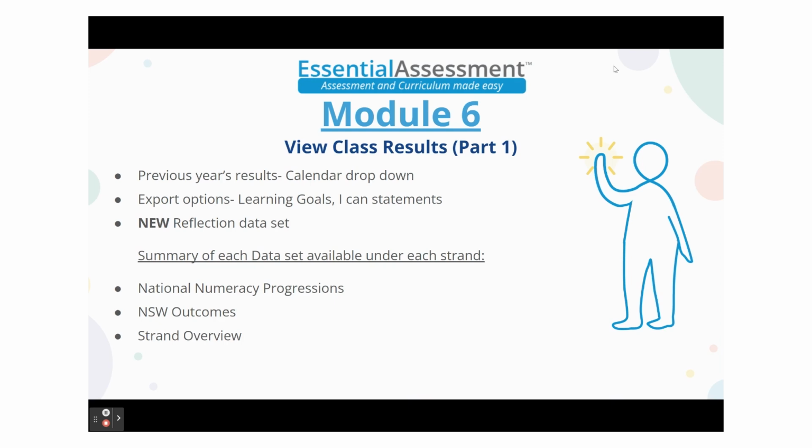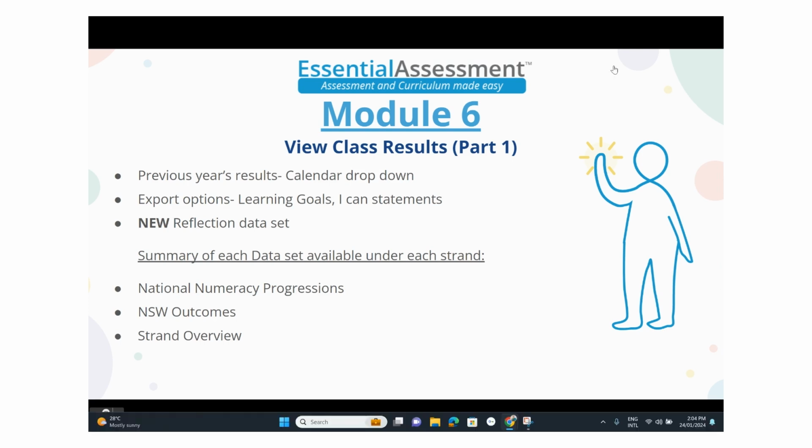In this module, we will take a look at how we can preview last year's results through our calendar drop-down, our export options, including learning goals and ICANN statements, our brand new reflection data set, and the ability to have a summary data set under each strand heading, the National Numeracy Progressions, the New South Wales Outcomes tab, and our strand overview. So let's head across to our Essential Assessment platform.